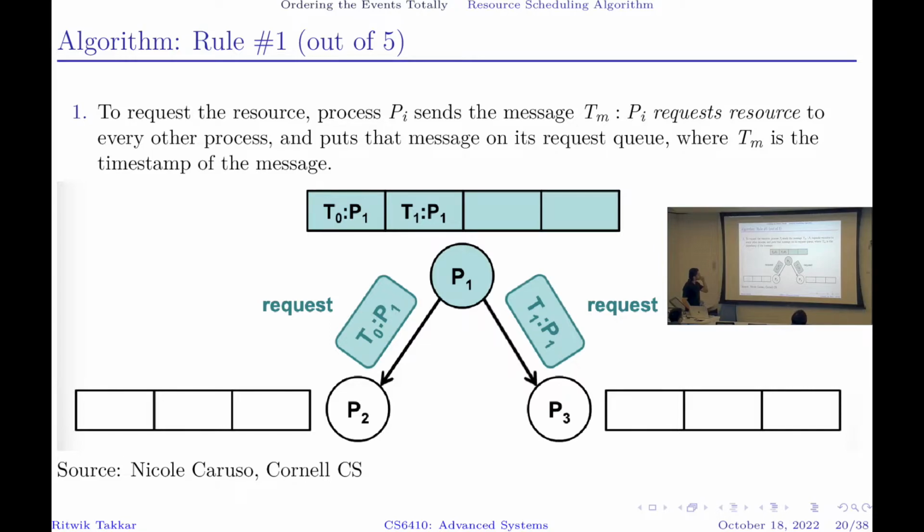I'm going to let you read that, but let's use this diagram that I took off the internet, with credit. You've got these 3 processes, and the circles denote the processes, and these rectangles are the request queues. This is showing what the first rule says. P1 is our requesting process at this point, and it sends this message, the timestamp and the process that's requesting, to all of the processes in the system and fills it into its request queue.